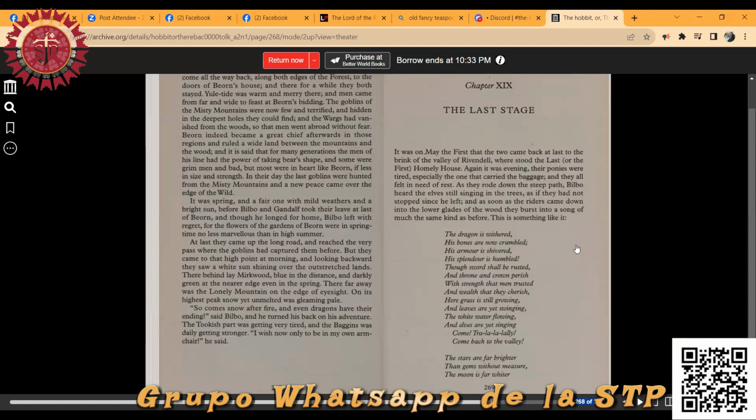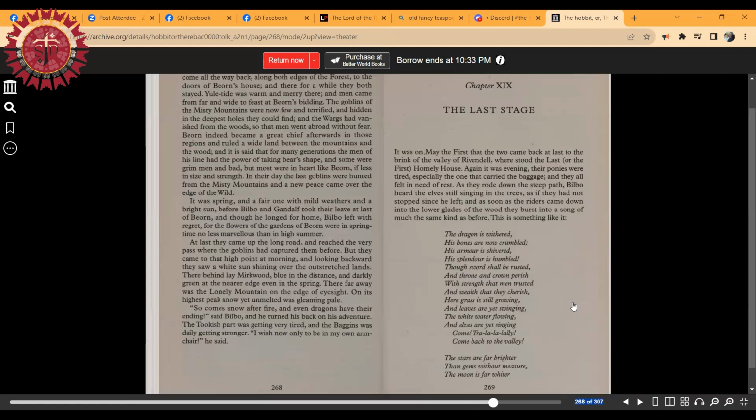It was on May the 1st that the two came back at last to the brink of the valley of Rivendell, where stood the last, or the first, homely house. Again it was evening. Their ponies were tired, especially the one that carried the baggage, and they all felt in need of rest. As they rode down the steep path, Bilbo heard the elves still singing in the trees, as if they had not stopped since he left. And as soon as the riders came down into the lower glades of the wood, they burst into a song of much the same kind as before. This is something like it.